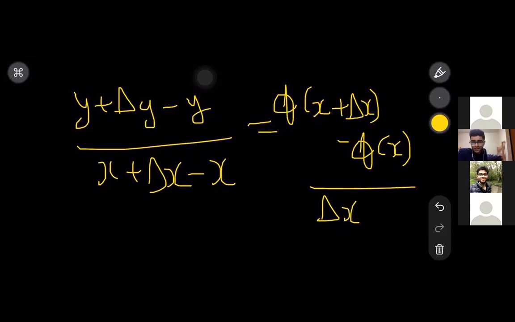We can do f of x plus delta x. Because again, that ambiguity shows up. What is this y? Where is this y defined? We want to make it clear. This y is the exact parent of our x. It's the function value.